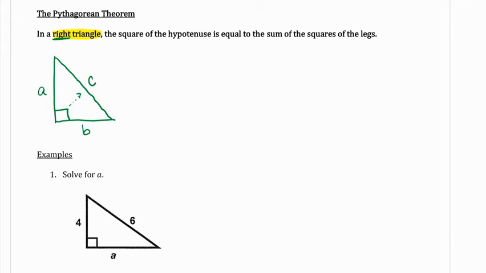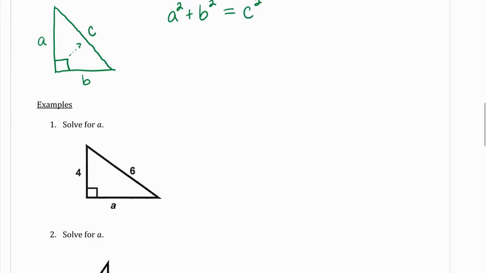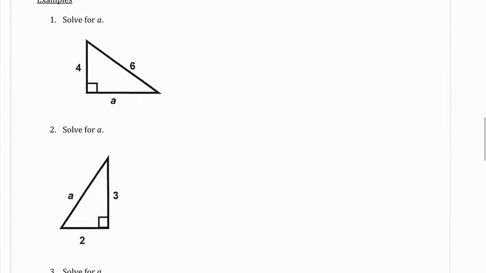So then our Pythagorean theorem says that if I square the two legs and add them together, then I get the square of the hypotenuse, or a squared plus b squared equals c squared. We use that to find missing lengths of right triangles.